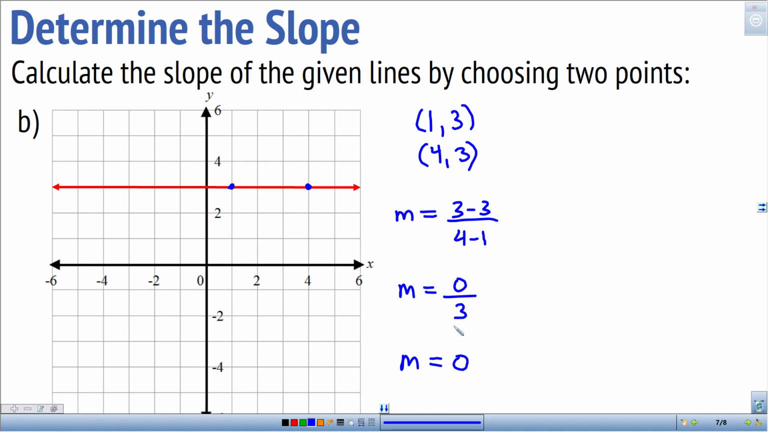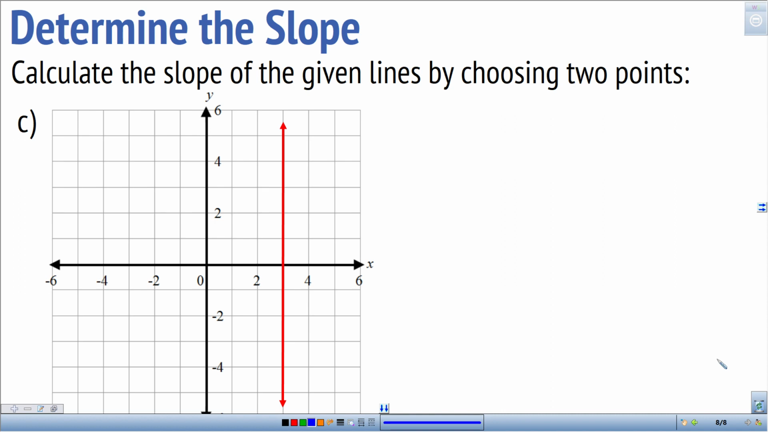Now, that means that there's no slope. And that's true of this line if you think about it. This is a perfectly flat line. It's not slanted in any way. It's not steep. So that's why there is no slope, or the slope is 0. Any horizontal line has a slope of 0. That's true of all horizontal lines.